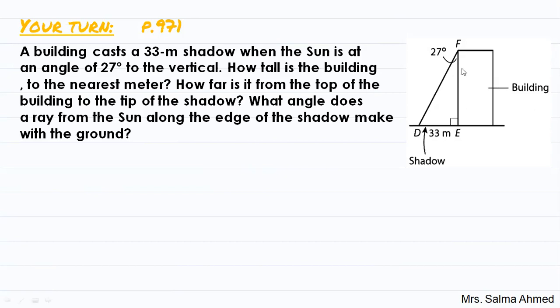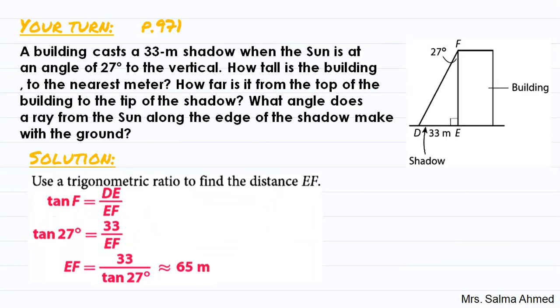So here we have to find how tall the building is, which is EF, and we need to find DF. We find the three sides, and then we move to find the missing angles. We choose the trigonometric ratio for angle F, which is tan. It will be opposite over adjacent, so tan 27 equals 33 over EF. Then I isolate EF and get 33 over tan 27. By using your calculator, you will find it's 65 meters to the nearest meter.